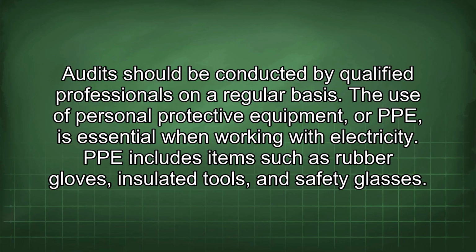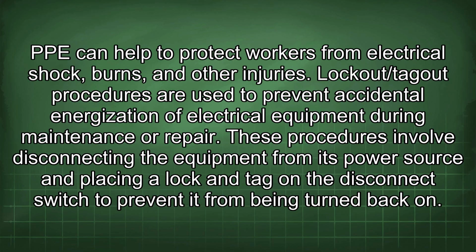The use of personal protective equipment, or PPE, is essential when working with electricity. PPE includes items such as rubber gloves, insulated tools, and safety glasses. PPE can help to protect workers from electrical shock, burns, and other injuries. Lockout/tagout procedures are used to prevent accidental energization of electrical equipment during maintenance or repair. These procedures involve disconnecting the equipment from its power source and placing a lock and tag on the disconnect switch to prevent it from being turned back on.